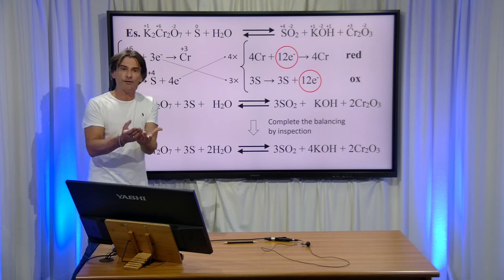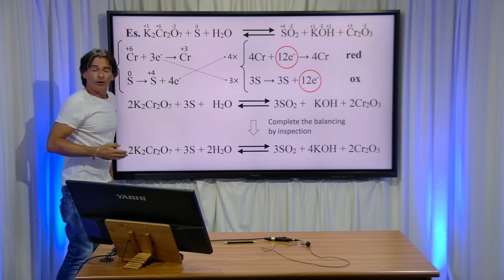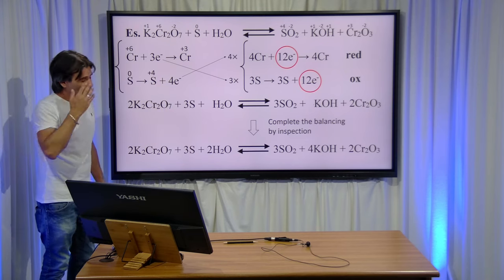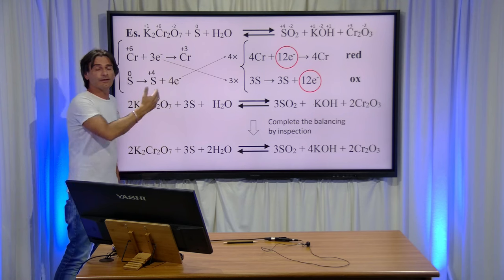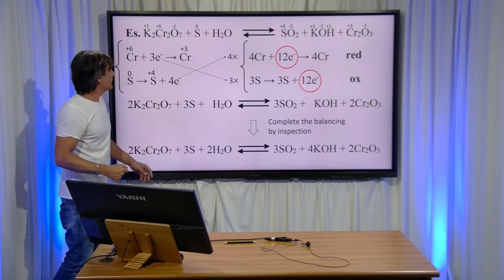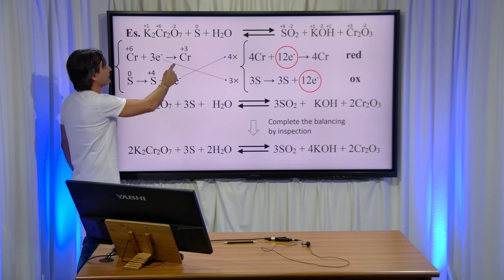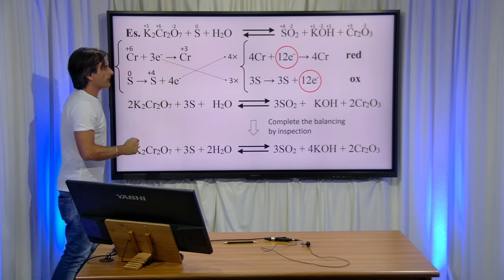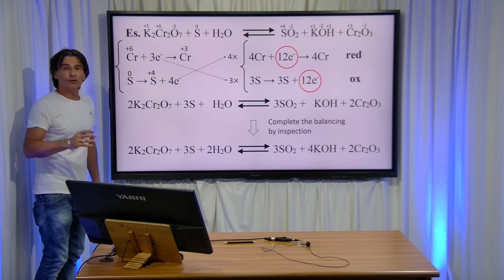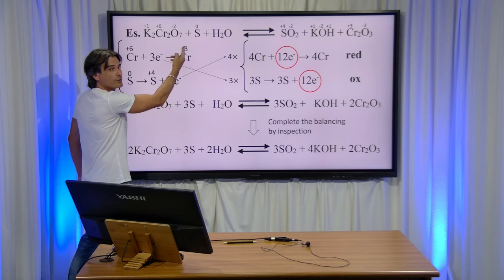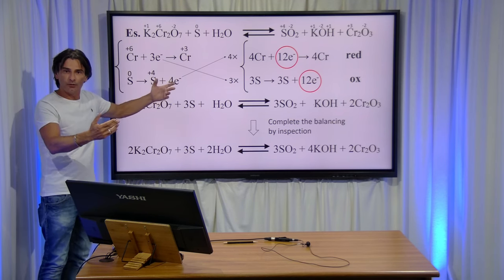I would like to suggest that you write the oxidation numbers exactly in the center of the symbol of the element, so you cannot confuse the oxidation number with the charge of an ion. Usually we write the oxidation number in this way, plus 3. Here we don't have ions, but we write the charge of ions the opposite way, 3 plus. This is to distinguish the two situations.